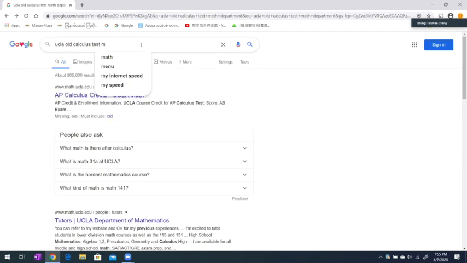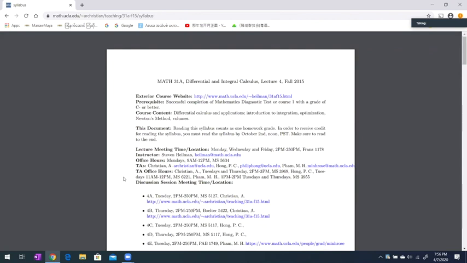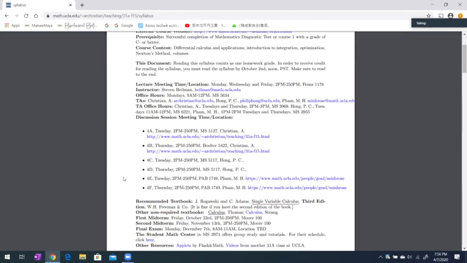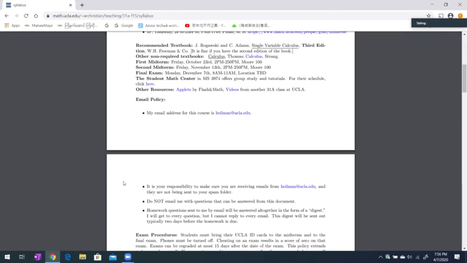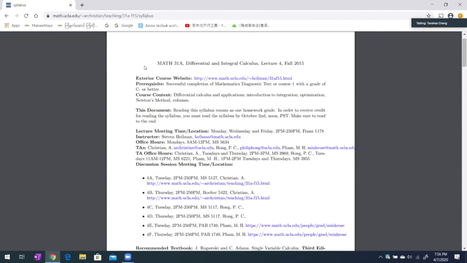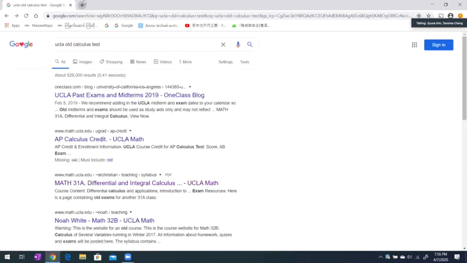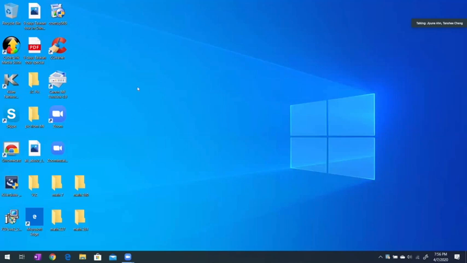I should see the old UCLA test. I don't know, before I found it like this, Math 31A. I found it this way before, and then it went in pretty neat. USC might be easier to find. I got some problems from USC also, so if you want them, you can do that.